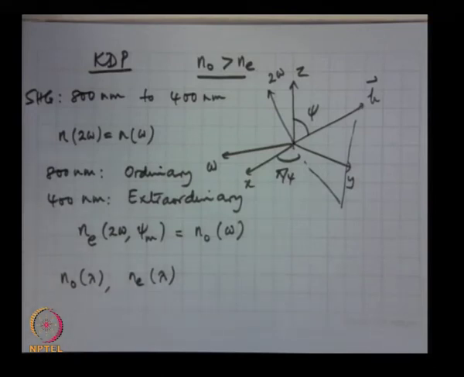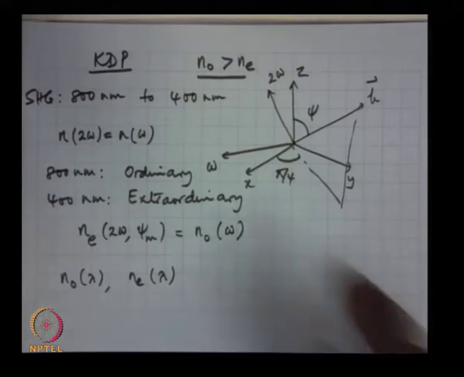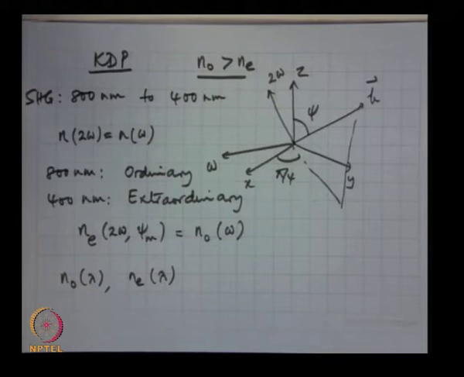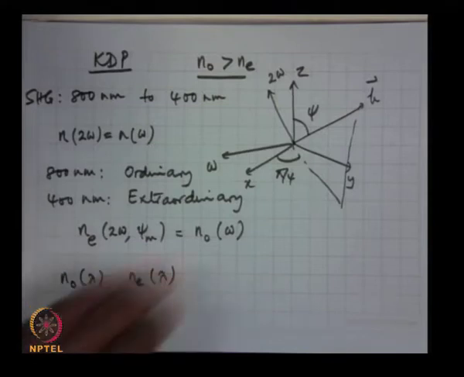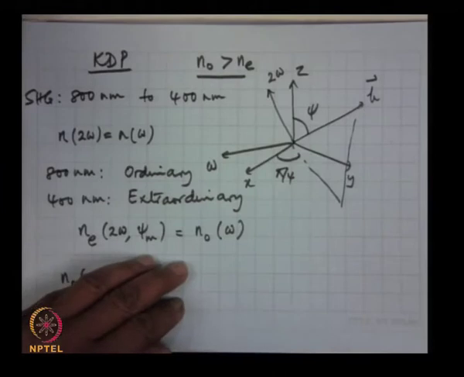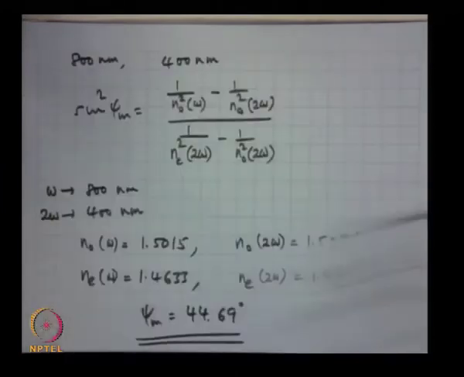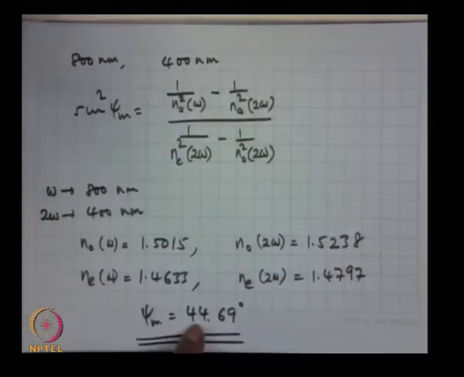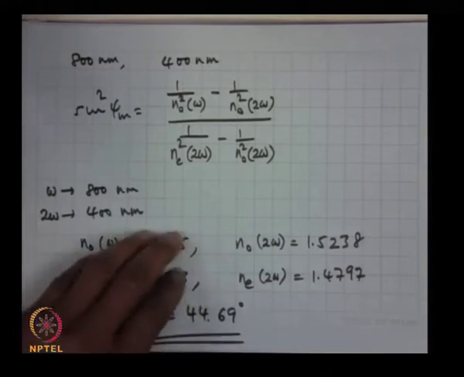If I launch omega and generate 2 omega, the initial conditions are different from launching 2 omega and omega simultaneously. That's all. There is only a difference of initial conditions. So to study this as a parametric amplifier, what I should do is I launch 2 omega. That means I launch a 400 nanometer wave as an extraordinary wave propagating at an angle of 44.69 degrees with the optic axis. So what do I expect?